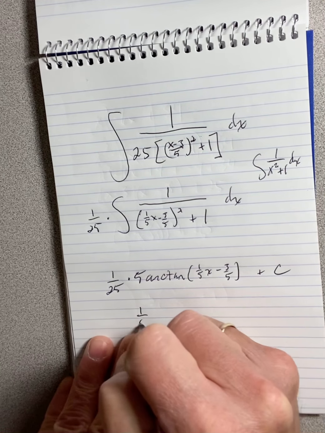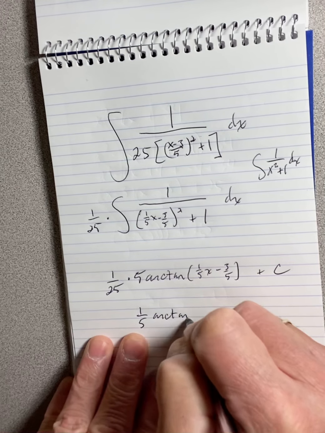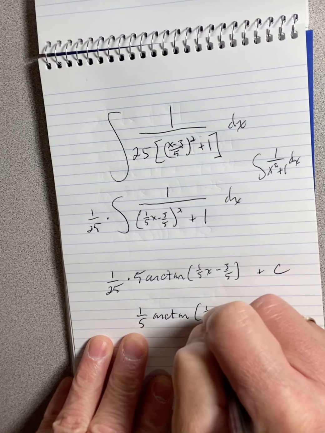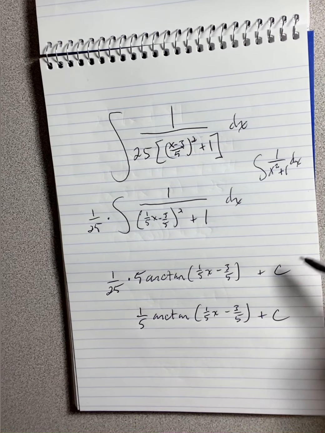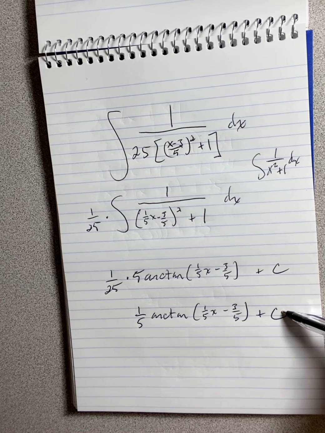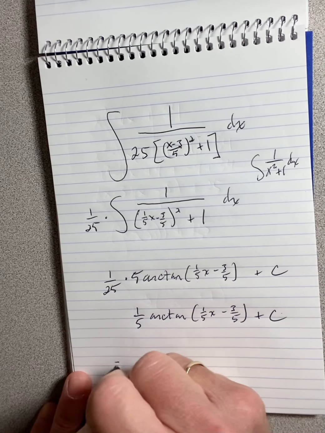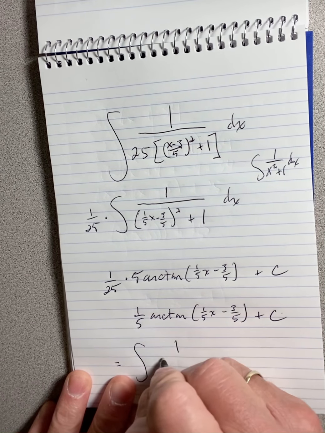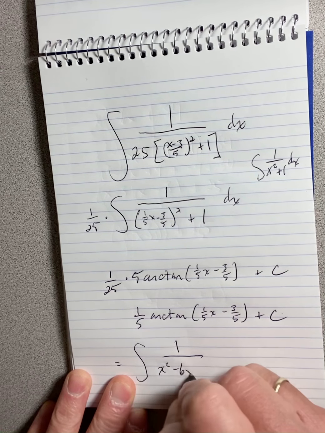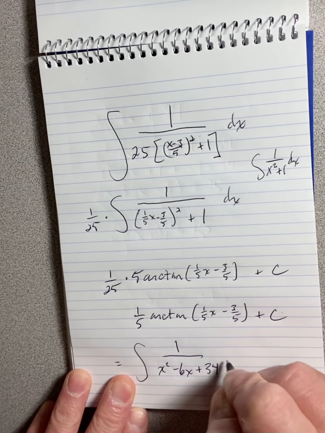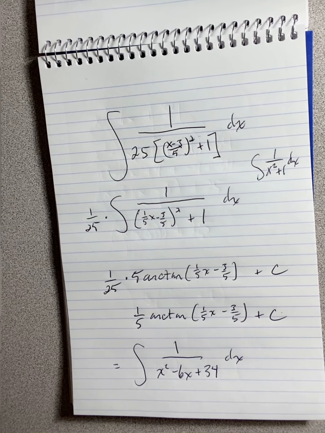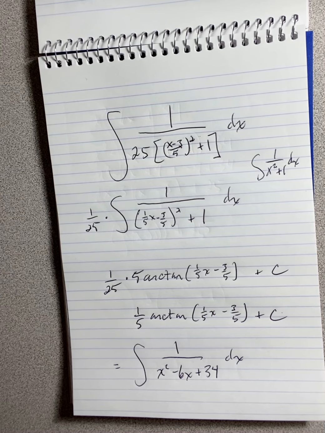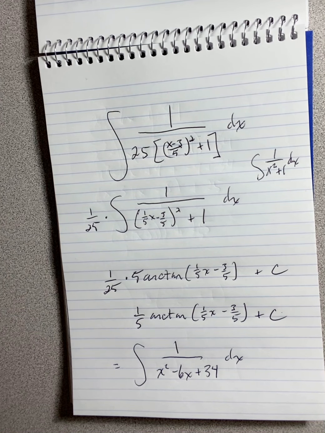So I get 1/5 arctan of 1/5 x minus 3/5 plus c. And that's the antiderivative of the original integrand, which was 1 over x squared minus 6x plus, I think it was 34, with respect to x. So that's how you use completing the square to perform anti-differentiation. Math made simple. Simpson Math.